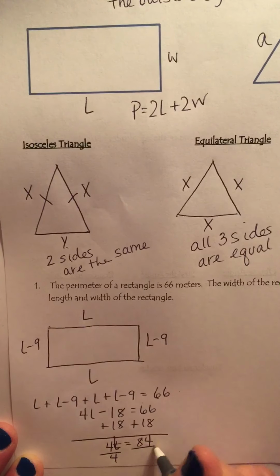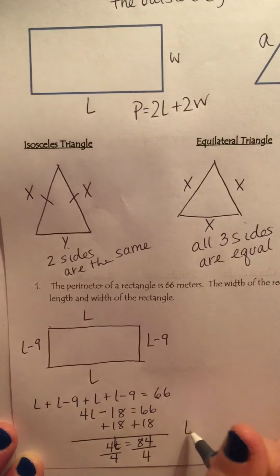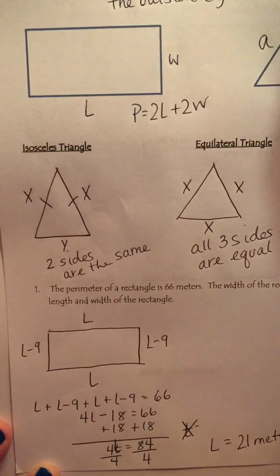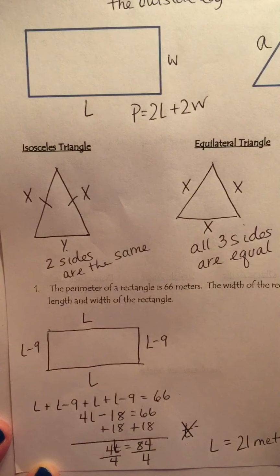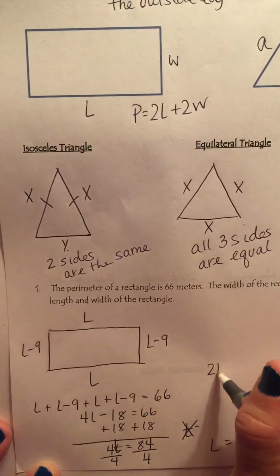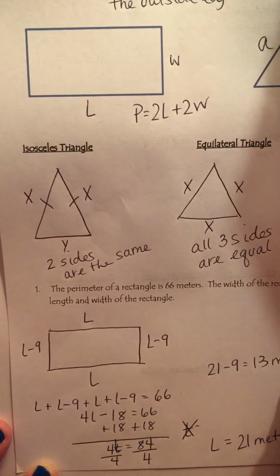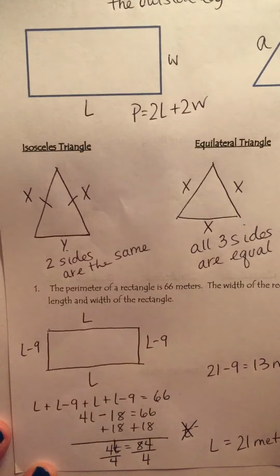Divide by 4 on both sides. L equals, oh my goodness, why am I writing T? L equals 21 meters for the length. And it tells us that the width is 9 less, so that means we have to subtract 21 minus 9 is 12 meters for the width.